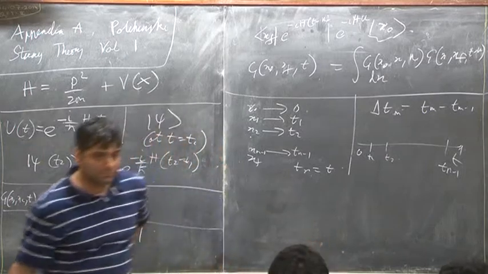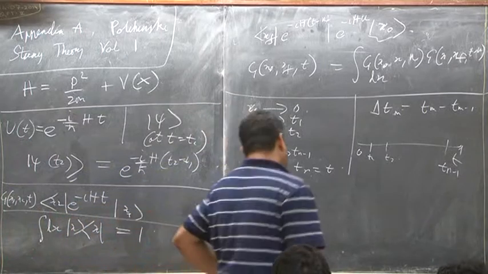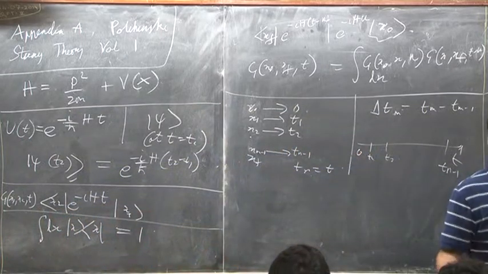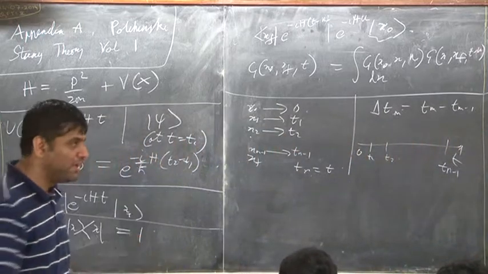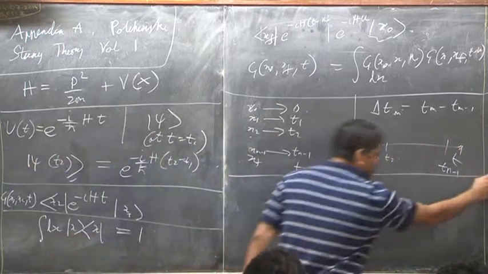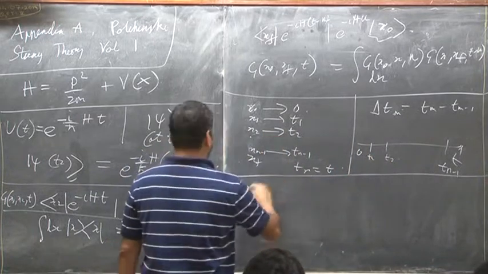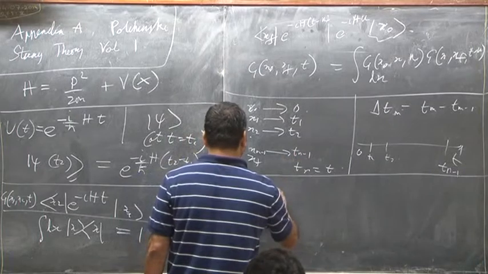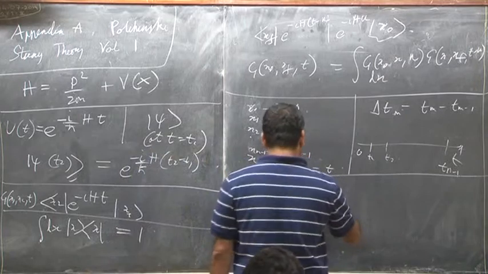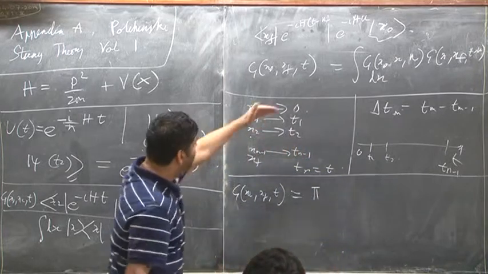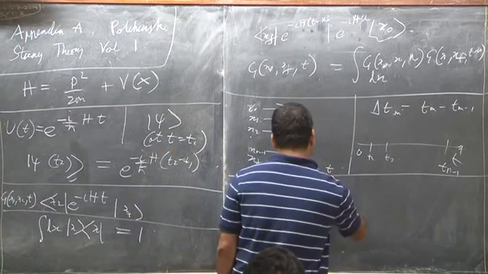Doesn't that integral imply an integral also over t? Because you are breaking the integral into... We're breaking the integral, but it's going to be a product. So let's write the formula. The formula is that G of x initial to x final at time t is now a product over all intermediate times, so m is equal to 1 to n minus 1.